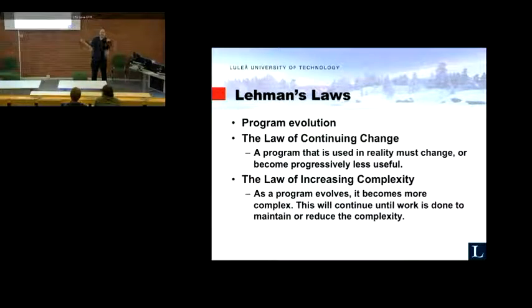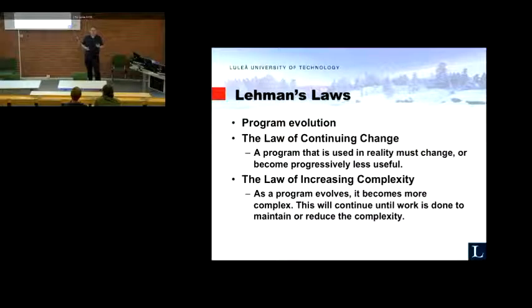There are a number of people who have been working in this area. Lehman is one of them, and his laws are about this whole continuous change or program evolution. So the law of continuing change: a program that is used in reality must change or become progressively less useful. And then we have the law of increasing complexity: as the program evolves, it becomes more complex. This will continue until work is done to maintain or reduce the complexity.